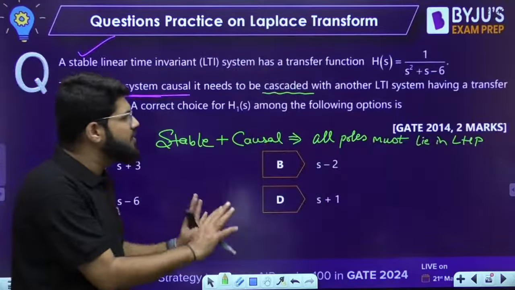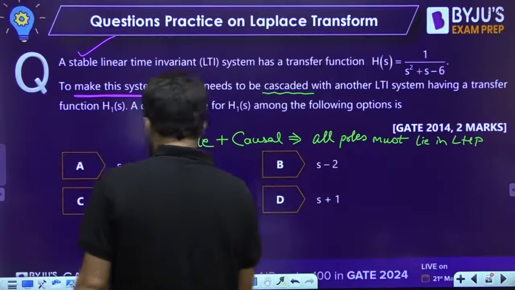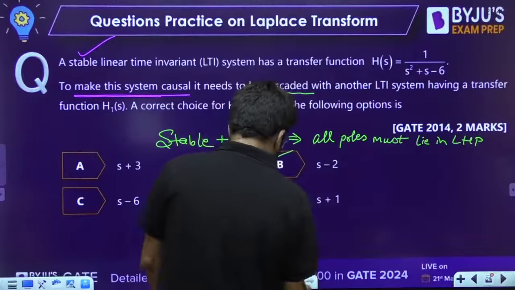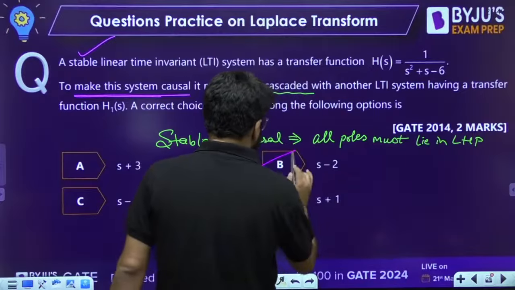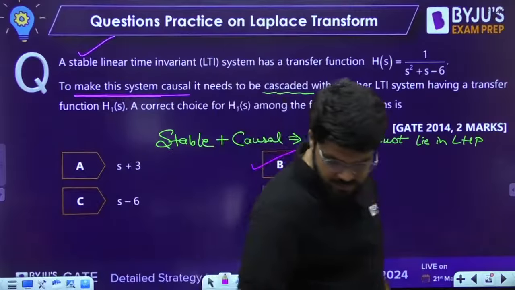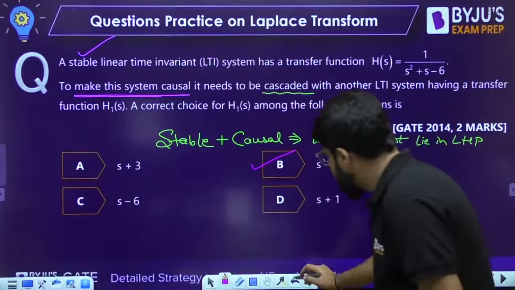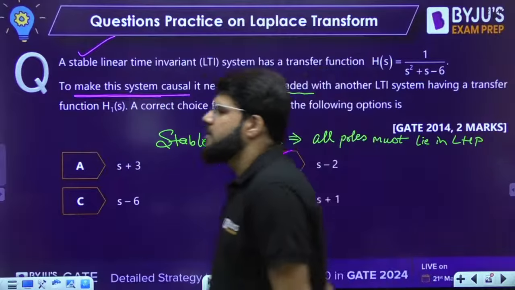See, options are only having 0 wala terms. There is no pole. So where is the 0 I want? S equal to 2. The term is s minus 2. S minus 2 will give you the root as s equal to 2, right? That is what it is. The correct answer is option number B.